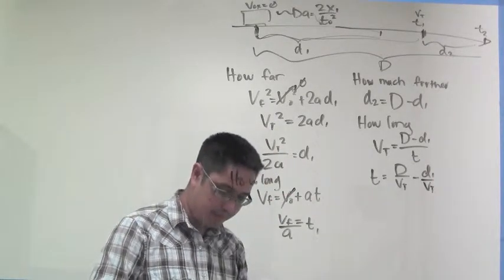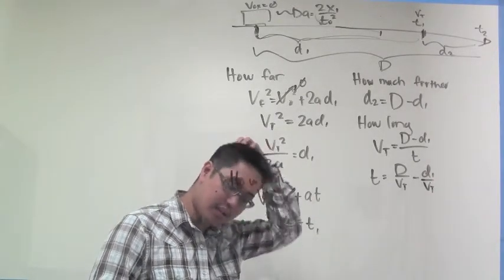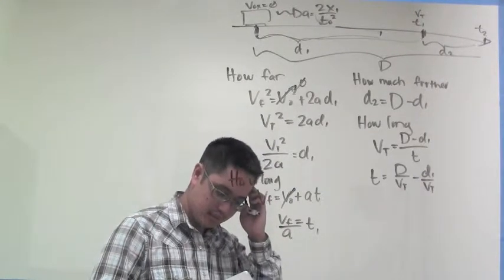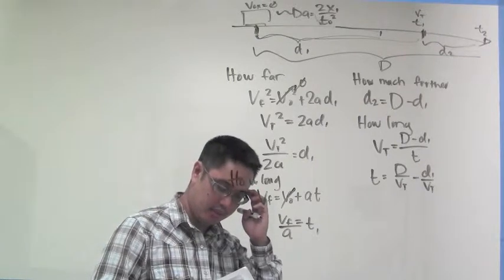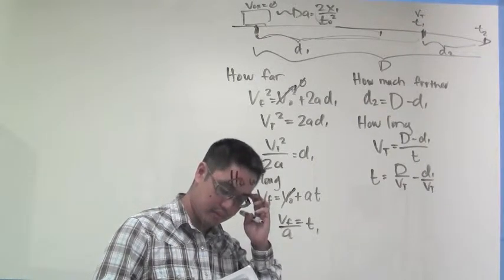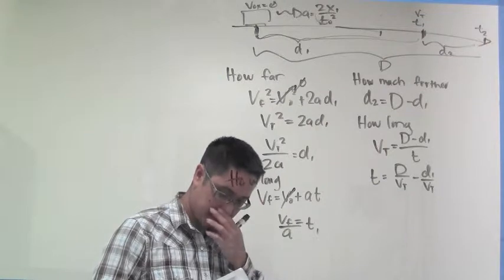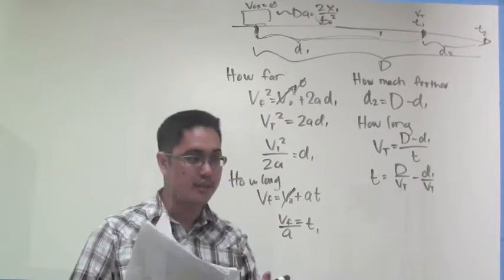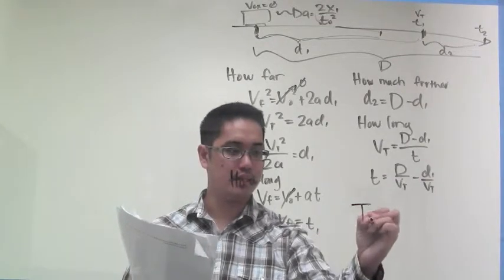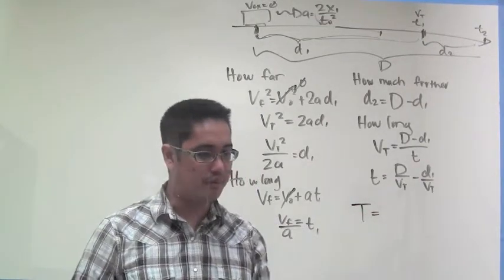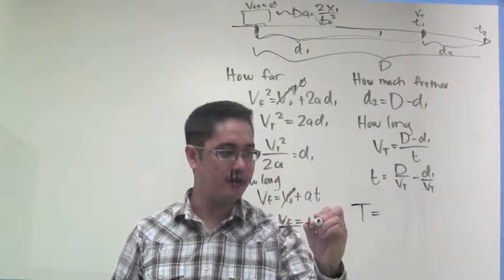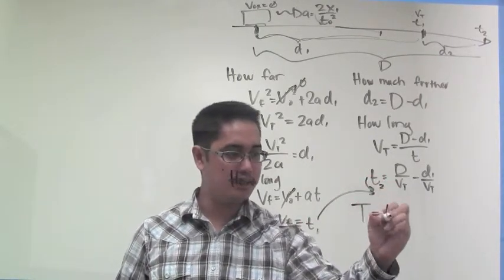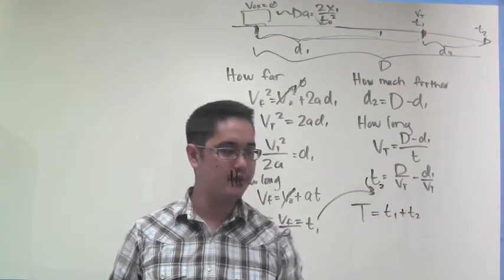And let me see if I can repeat my mistake that I made, because I thought it was interesting. Okay, so my total time is actually, I'm not going to repeat my mistake. Why repeat it if I figured out how to do it? My total time is actually T1 plus T2.